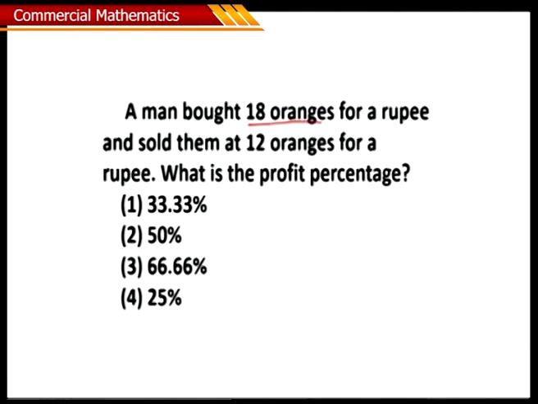How many oranges he bought? 18 oranges. 18 oranges means 1.5 dozens, right? And sold 12 oranges means 1 dozen. So what happens here? For 1.5 dozen, 1 dozen he is selling for the same price, means he is getting a profit of half dozen, means half. For every time he is getting half. Half means half of 100 is how much? 50%. So clearly we can observe that 50% is his profit.